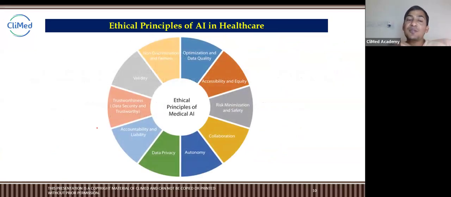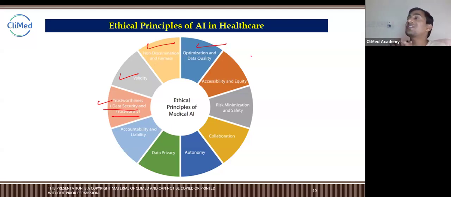So there are some important ethical principles. Principles means the guidelines. This is the major part of the guidelines, the ethical principles of AI in healthcare. There are these 10 principles of AI. It starts with accountability, liability, trustworthiness, data security and trustworthy data, validation, how it was validated, and non-discrimination and fairness, which we just talked about.